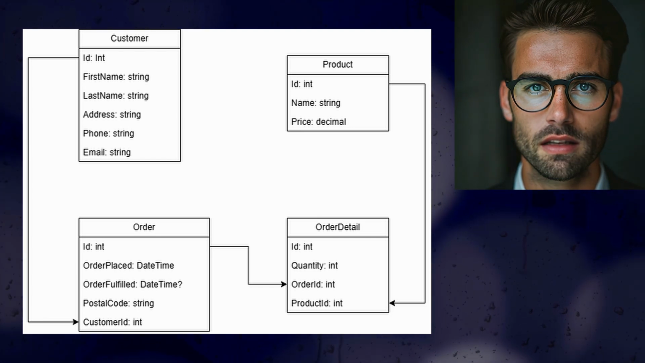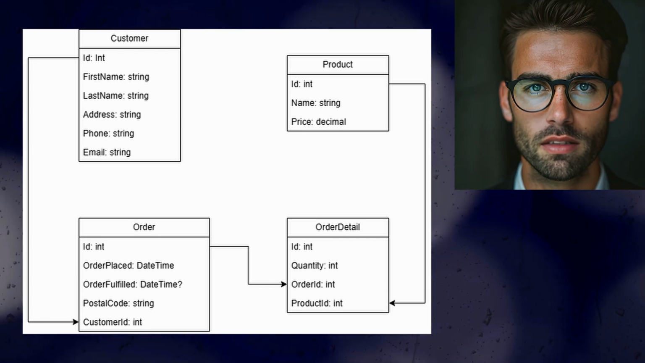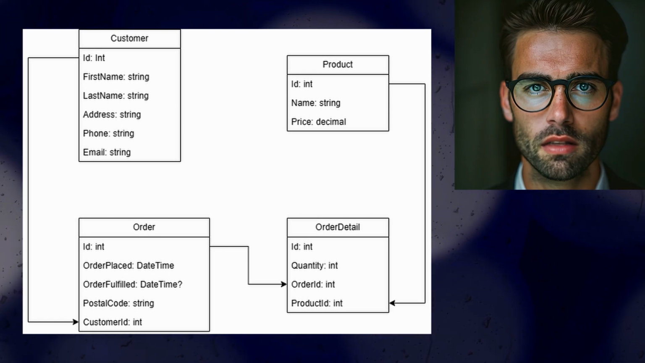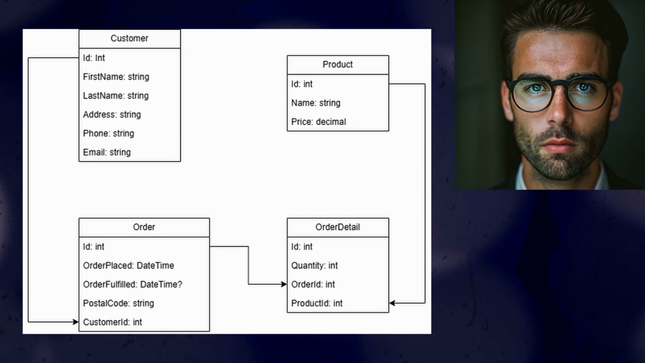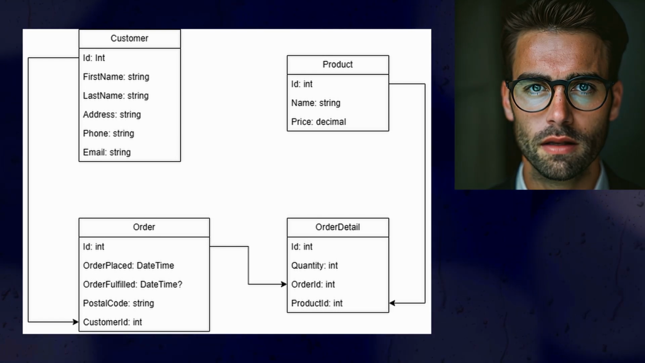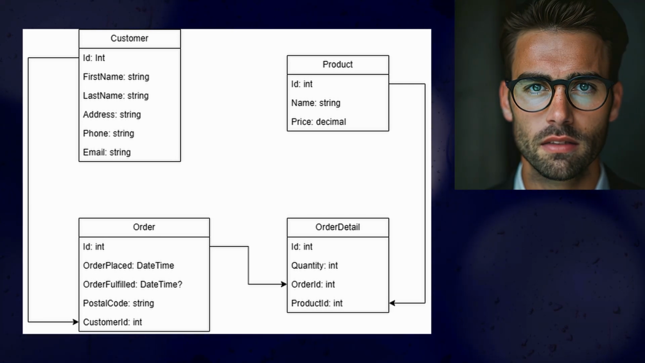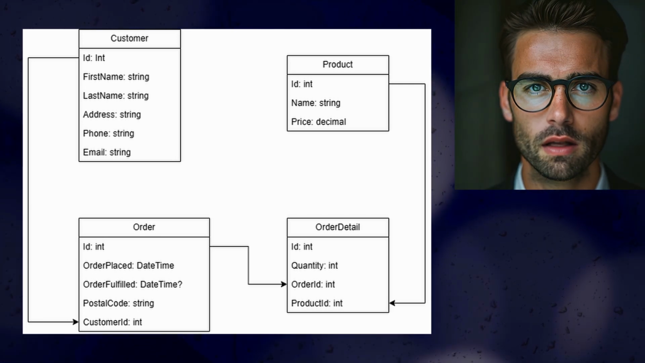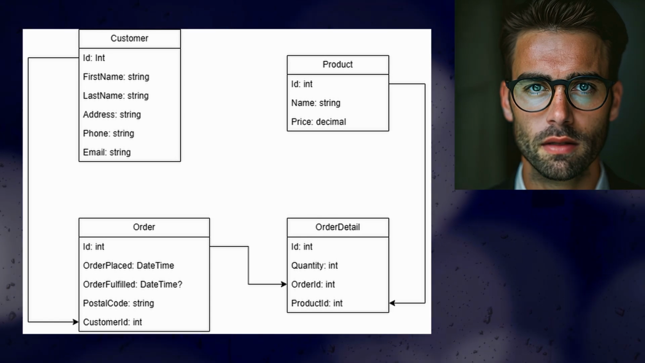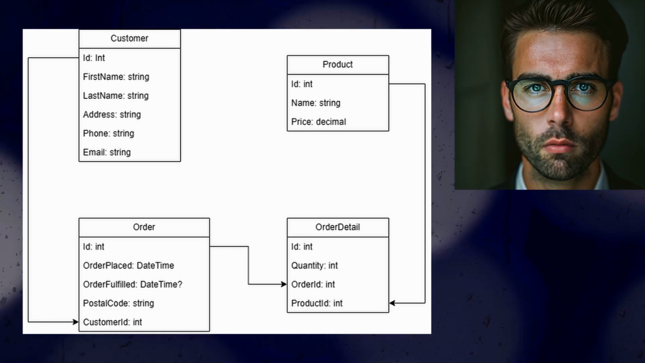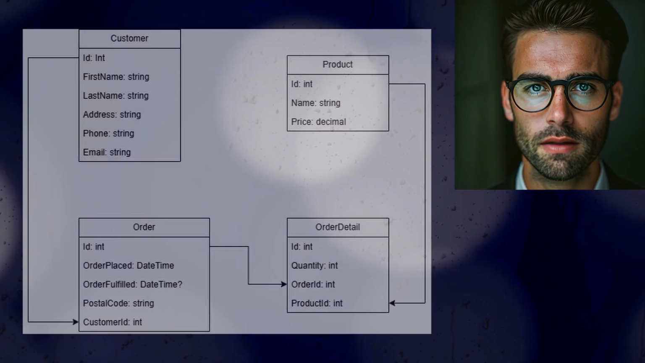The order detail entity links each order to its specific products, including the quantity ordered. The product entity represents items available for purchase, with details like name and price. Each of these entities is connected through relationships, allowing us to track which customers placed which orders and what products were included in those orders. Now let's move on to the class definitions that represent this model in our EF Core application.